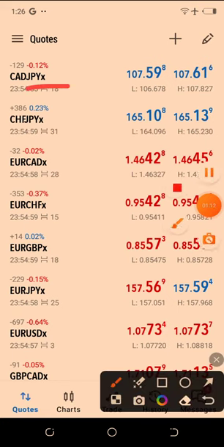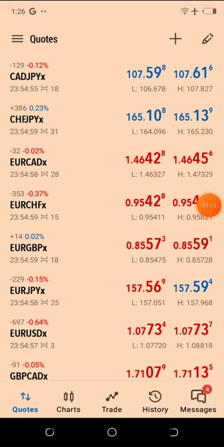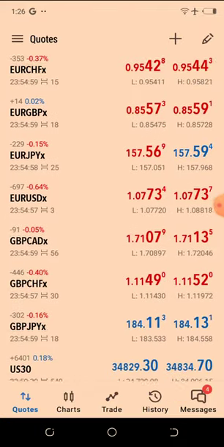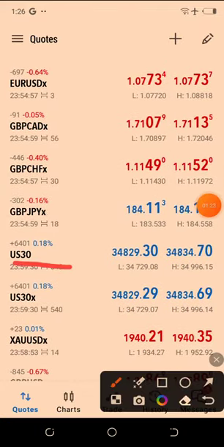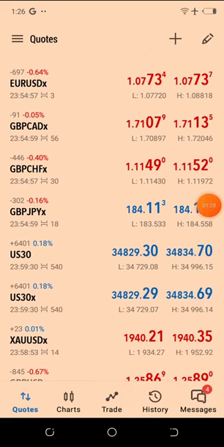But we don't just trade Forex pairs alone. Like for me, I don't trade Forex pairs. Just once in a while, I trade Forex pairs. What I trade is indices. This is what I trade: US 30. Now, what is US 30? US 30 is an indices.